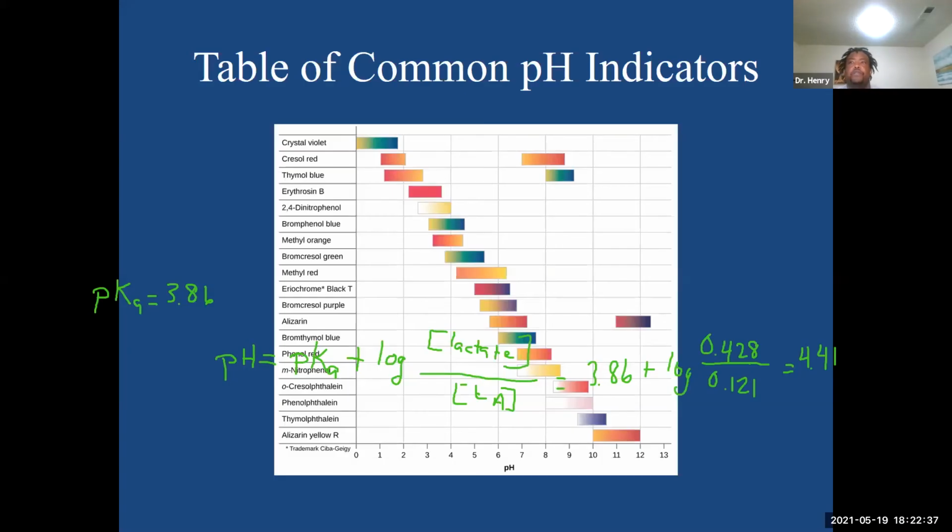Okay, so this is a table of common pH indicators. These indicators are going to be active within ranges of pHs. For instance, the crystal violet is between 0 and about 1.5. If you have a pH in that range, at 0 it's going to be orange, but at 1.5 it's going to be blue. Anything in between, you're going to have that gradient, okay?